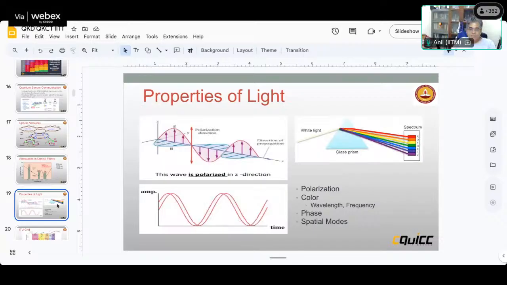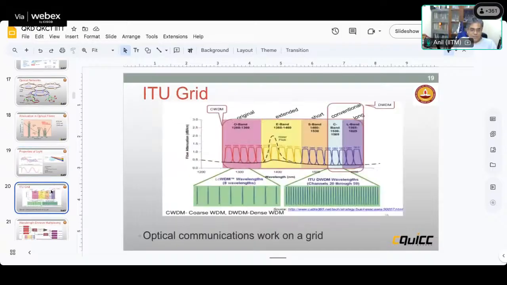I also introduced these concepts to you. This is a picture that says what is polarization. This is the idea of color. This is the idea of phase. So now, when we start putting those things together, this is what we call the ITU grid. And you'll notice that there is the O band, the original band, there is the short band, and there is the conventional band and the long band.